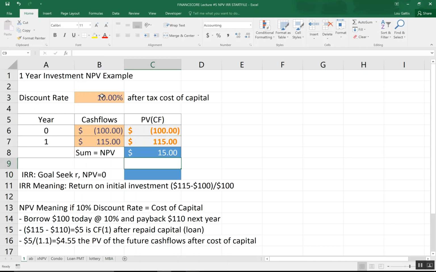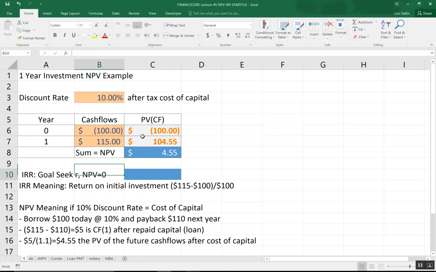Now, IRR is the discount rate that ensures the NPV is equal to 0. So we can try to change the discount rate to say 11%. Oh, looks like I have one little mistake there. Let's change that. It looks like I don't have that cell right there. All right, so that's better. The NPV is the first cash flow plus 115 discounted at 10%. So the NPV is $4.55.